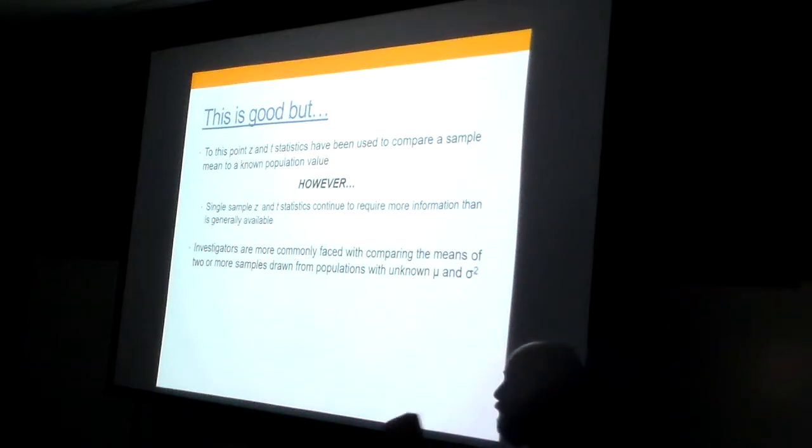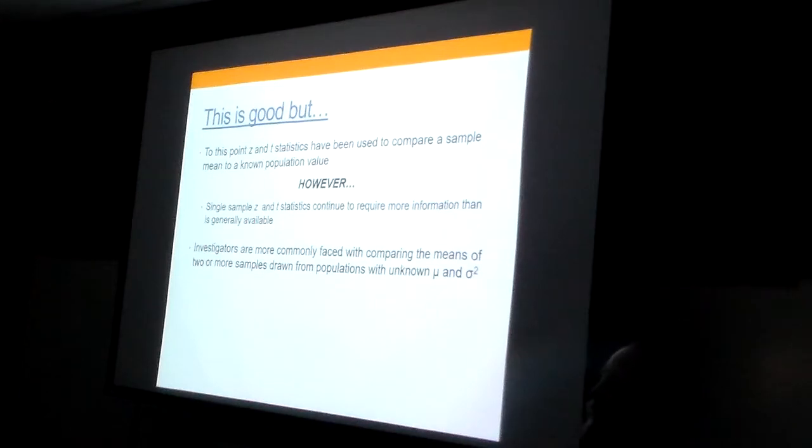We've got a new tool in our belt. We've transitioned from Z into T, but still our single sample Z and our Ts are still requiring more information than we typically will have before we can run a test. Basically, our single sample t-test requires us to know some population value or some reference value, and oftentimes we don't have that, right? What we're often faced with is wanting to compare means from 2 or more different samples with an unknown population mean, unknown population variance, okay?